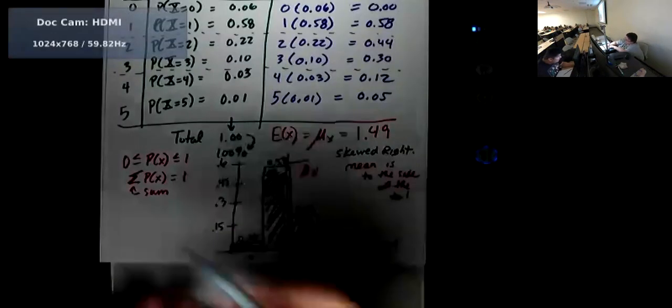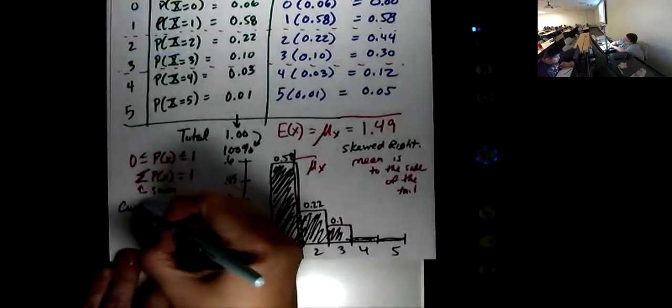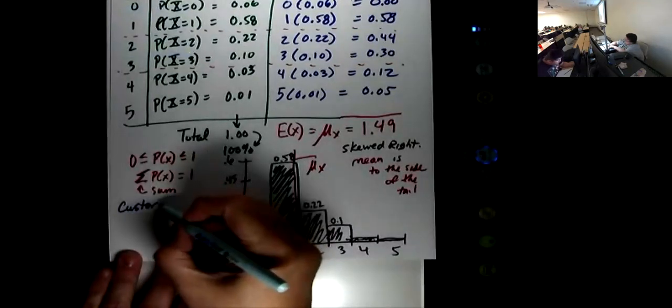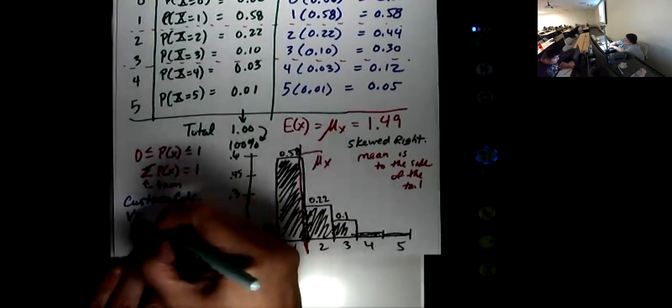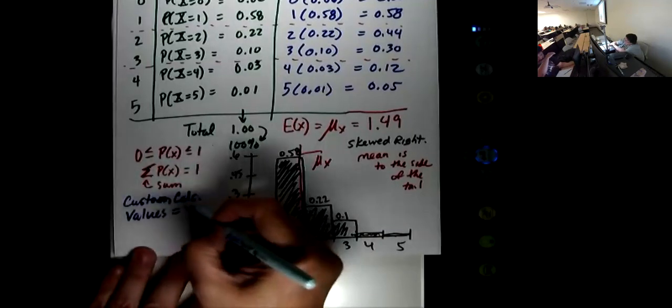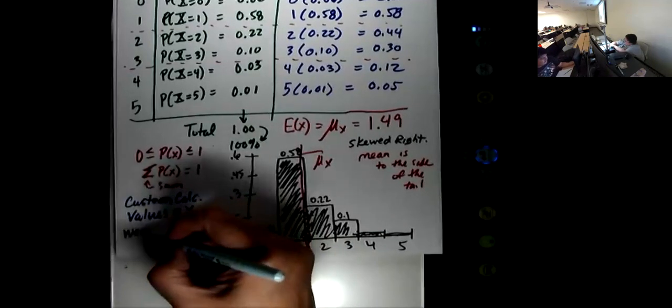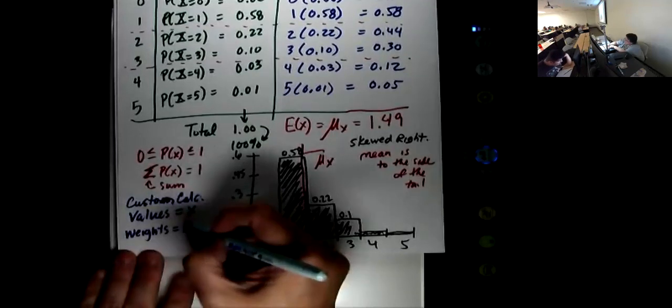But I want to make a quick note there. The custom calculator, I said it out loud, but I think having it written somewhere helps. Your values are your X, and your weights are your P of X.